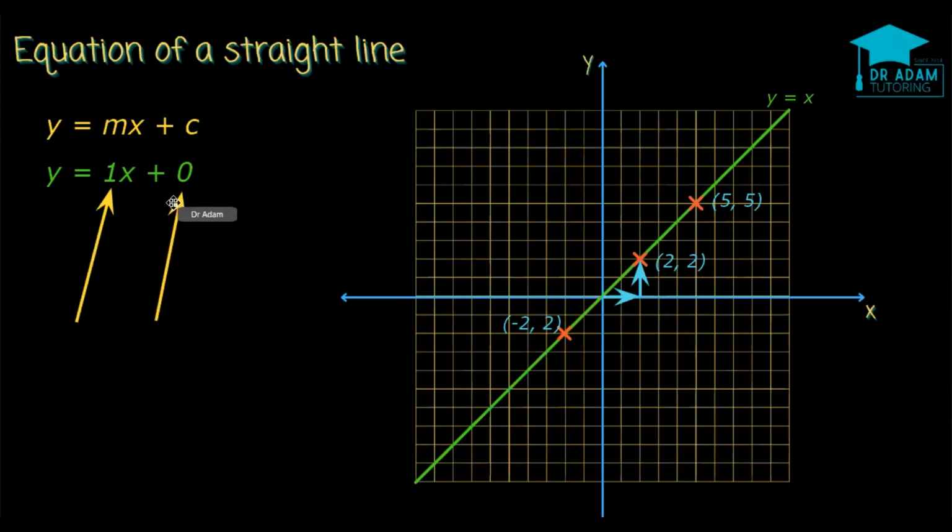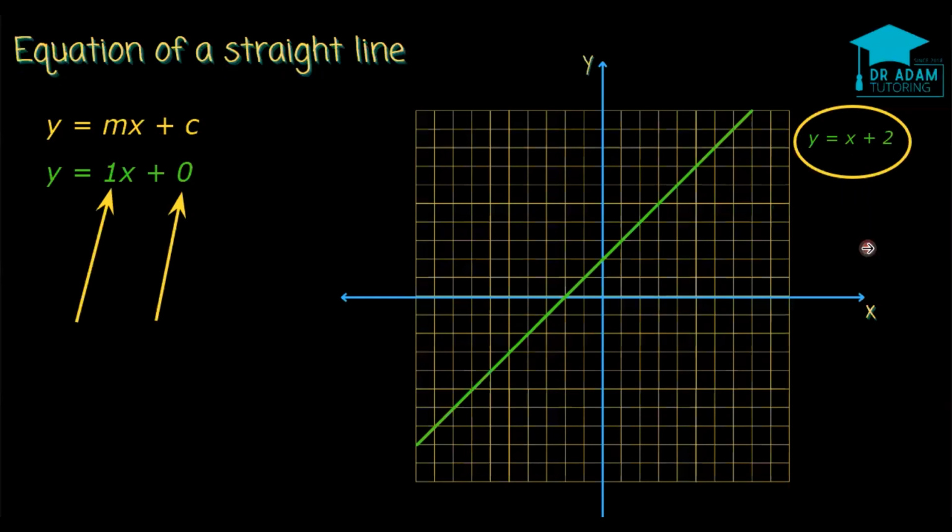Now what we'll do is we'll see what happens to the line if we change these values. So let's just start by changing the c value and see what happens to our line. Here we've just added a constant value 2 to the right hand side. So this time we have y equals x plus 2.